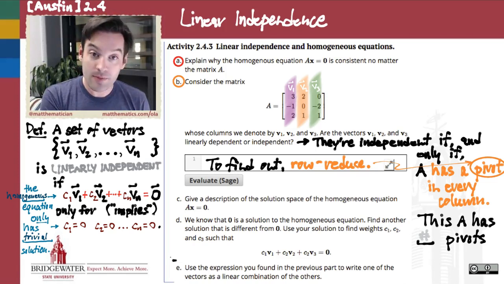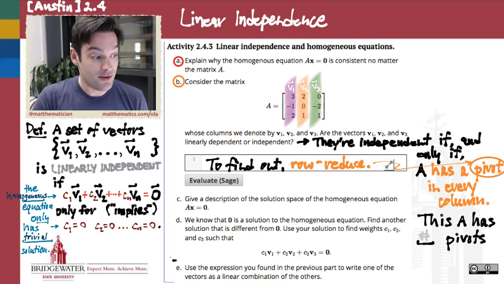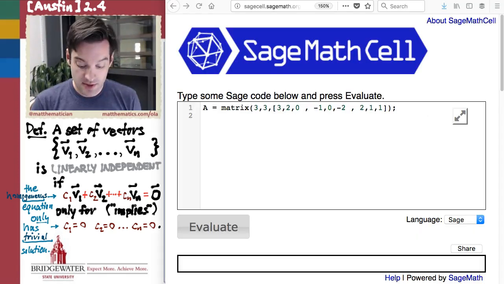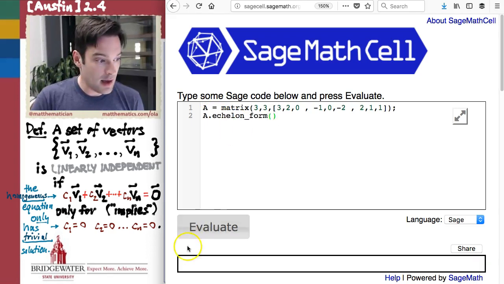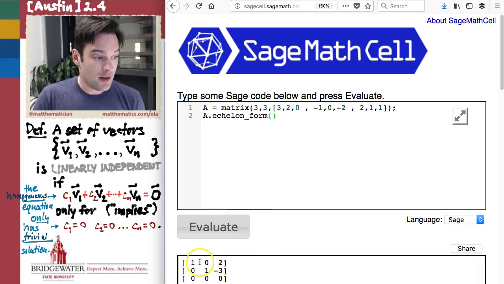The echelon form of this matrix happens to look like this. Using Sage, to skip a couple of hand calculations if you like, I'm just going to enter in the matrix A and then ask for the echelon form. And we'll see what happens. There's my matrix in its echelon form.